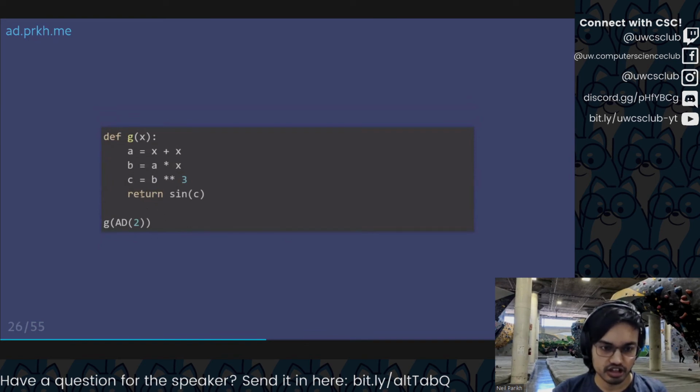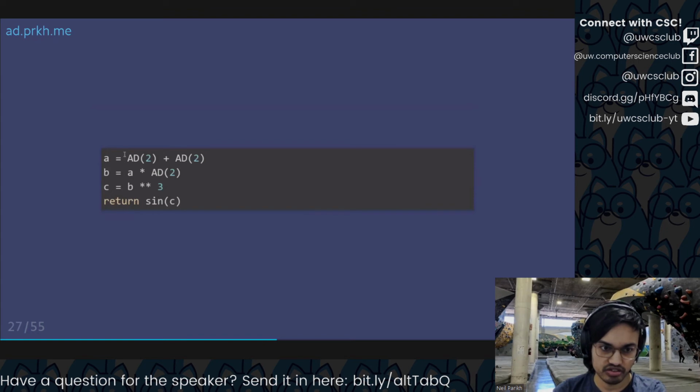And we called g with AD2, right? So let's replace all the x's with AD2. All I did was pass this value into x here, and replace this x, this x, this x with the special AD2 value, and then just got rid of the def because we're just calling the function.